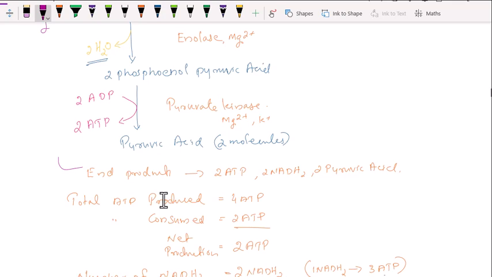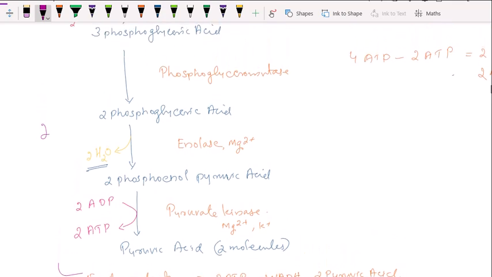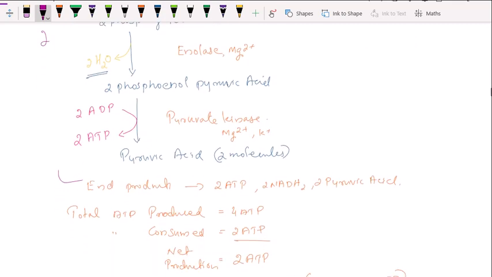In the last step, what will happen? 2-phosphoenol pyruvic acid gets converted to pyruvic acid. You know that each molecule occurs 2 times: 2 molecules of 3-phosphoglyceric acid, 2 molecules of 2-phosphoenol pyruvic acid, again converted to pyruvic acid. Here again 2 ATP are produced; 2 ADP get converted to 2 ATP. The enzyme is pyruvate kinase, which is also important. Here the end product is 2 molecules of pyruvic acid. That is the end of the process.